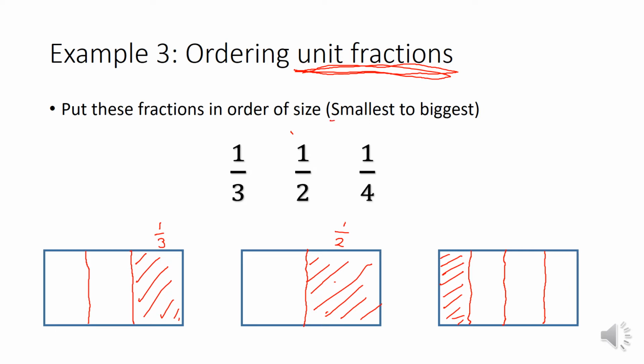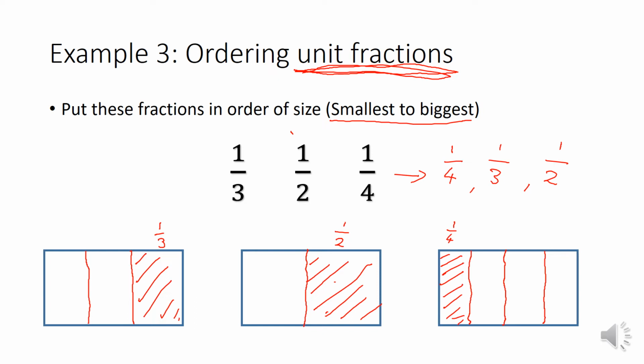So we're going smallest to biggest. So our order would be a quarter. So 1/4 is the smallest. 1/3 is the next smallest. And 1/2 is the biggest out of them. So look at the denominators of these. What do you notice? So what we see, the biggest number denominator 4, that goes here. Then we've got 3, then we've got 2.